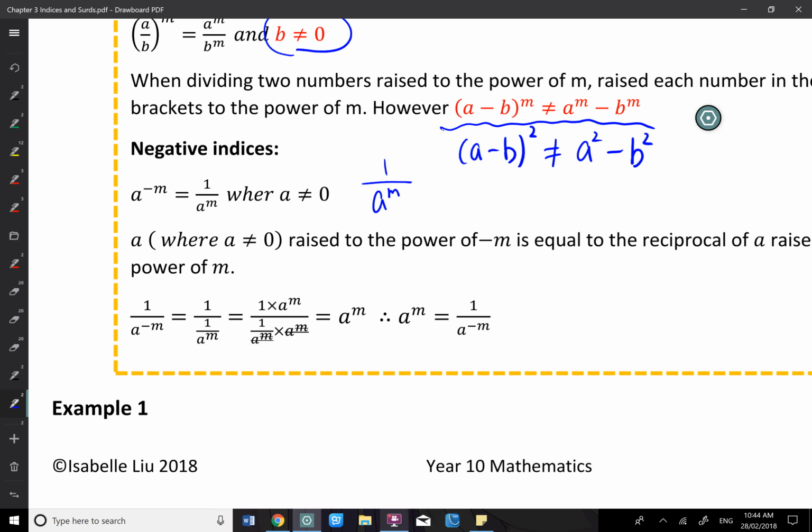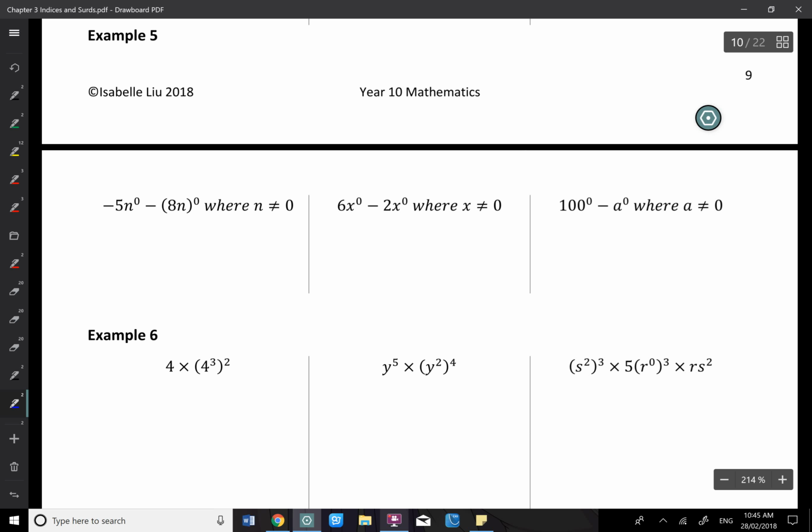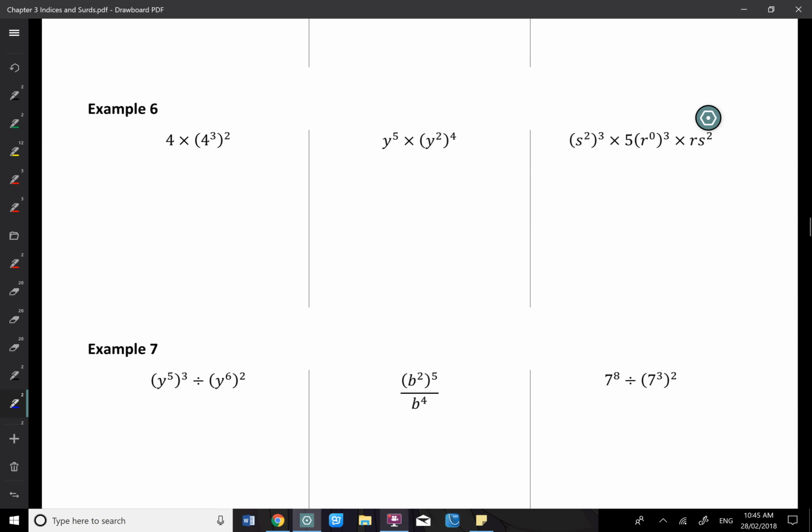I'll show you one example here. Let me find that. Let's have a look at the zero power first. Example 6, this question here.